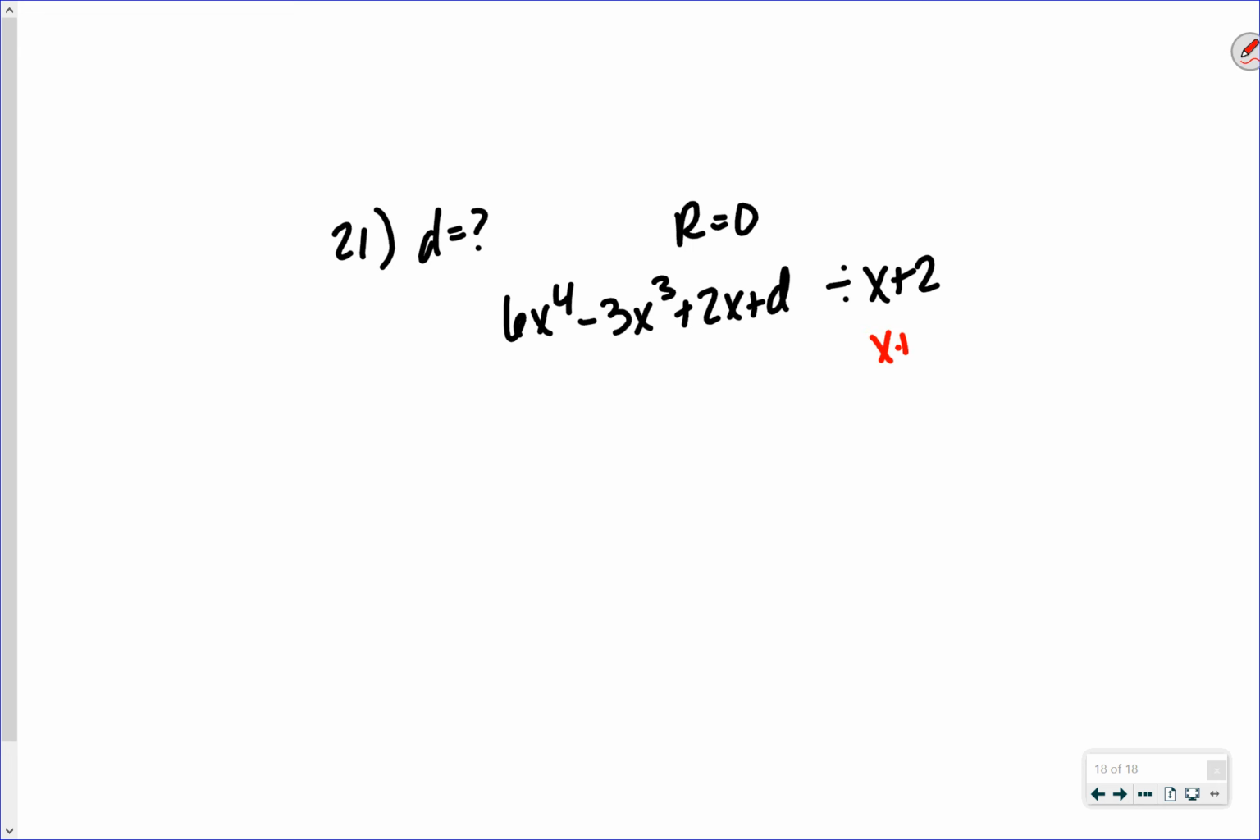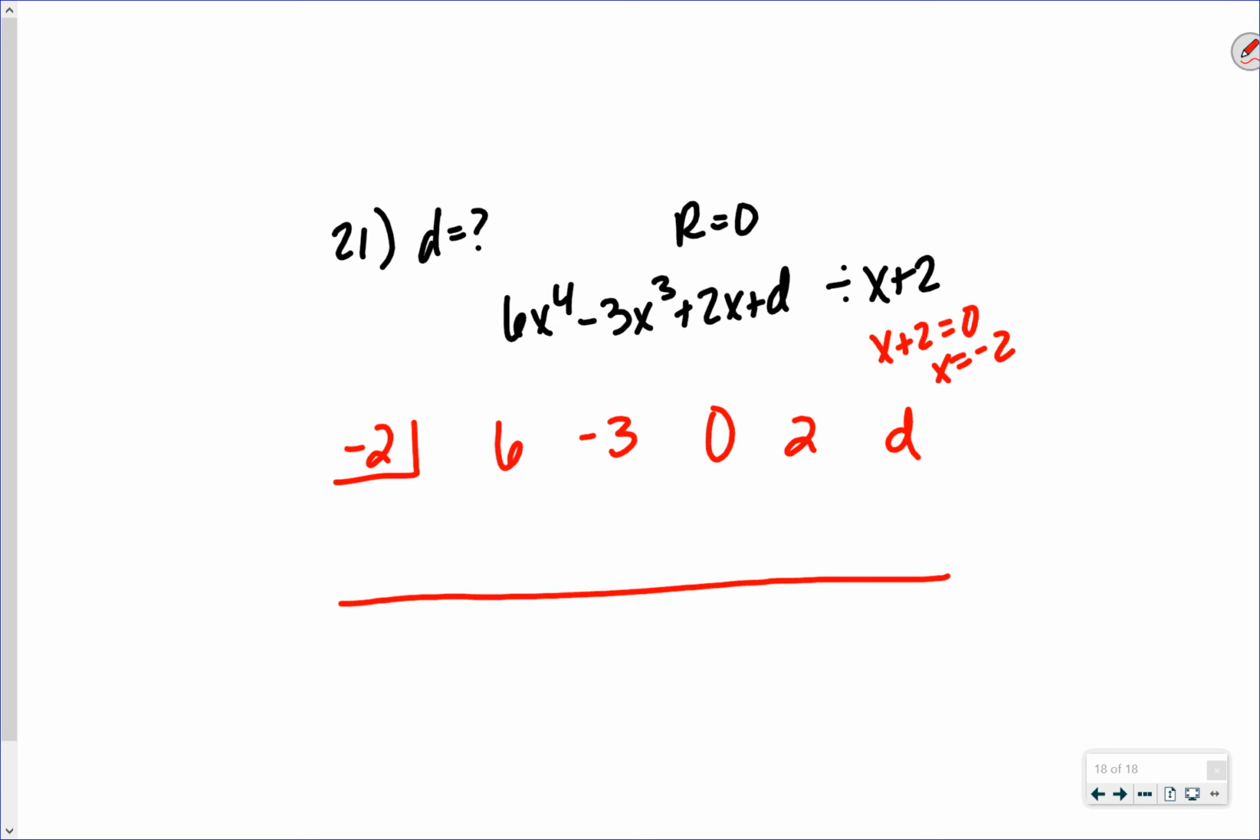So I'm going to figure out what goes in my box. First of all, it's whatever makes my divisor 0. So negative 2 is going to go in my box. And then inside on my line is going to be whatever is in front of my number. So in front of my x to the 4th is a 6. X cubed, negative 3. There isn't an x squared, so 0. And 2 is in front of my x. D is my constant. I know one thing for sure. I know that my remainder is 0, so I know this is a 0 no matter what. This is going to help me figure out what d is. But I know my remainder is 0 because it's a factor.